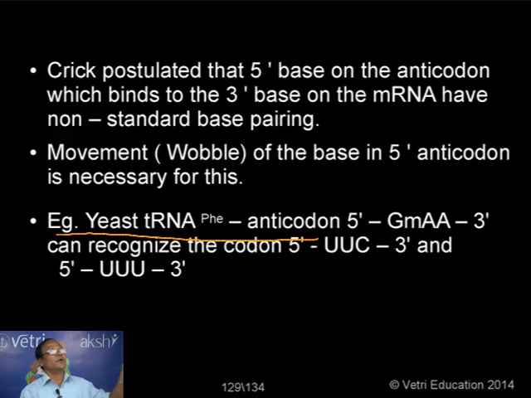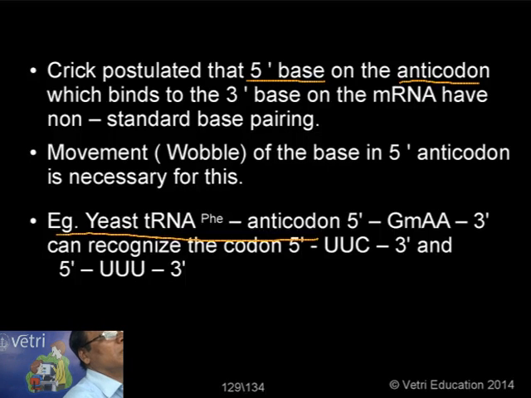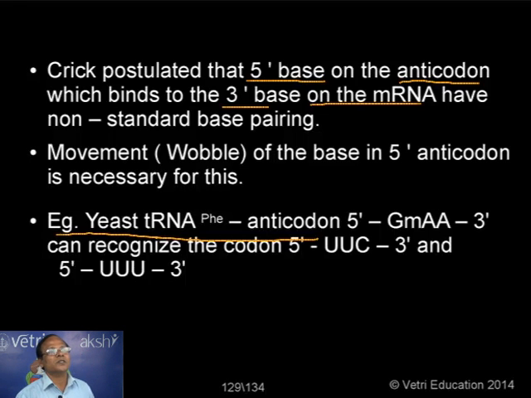So what is the hypothesis? Crick postulated that the 5' base on the anticodon of tRNA, which binds with the 3' base on the mRNA, has non-standard base pairing. So the base at the 5' end of the anticodon forms a pair with the 3' base of the codon on the mRNA. So there is a non-standard, non-Watson-Crick base pairing.